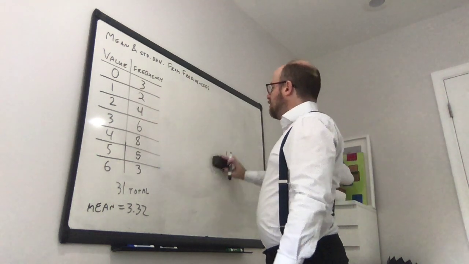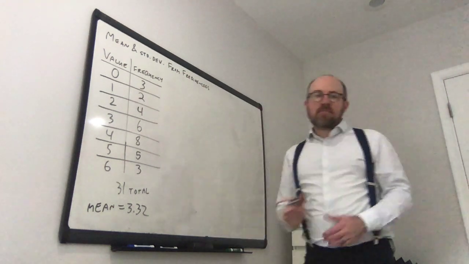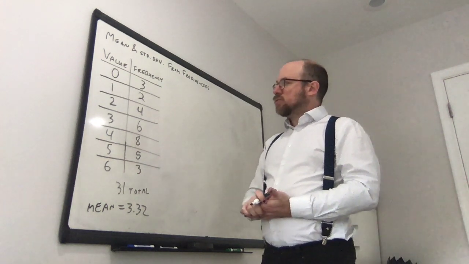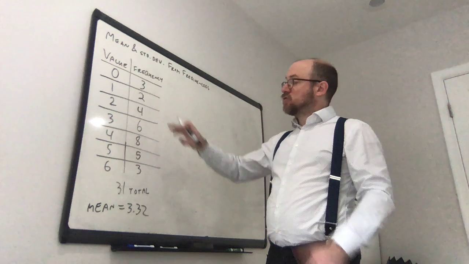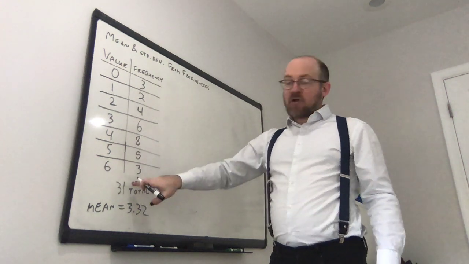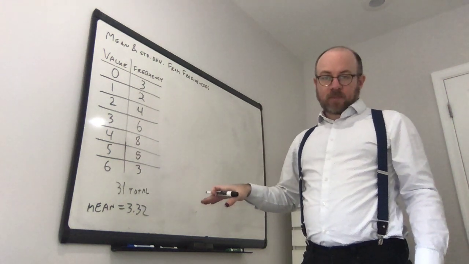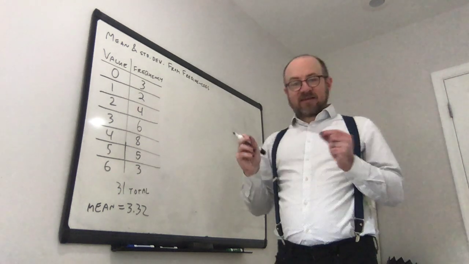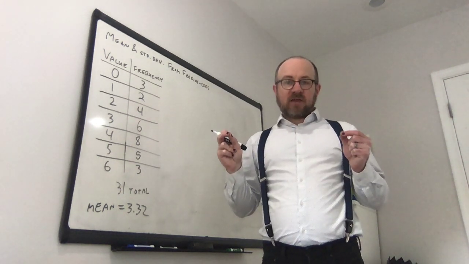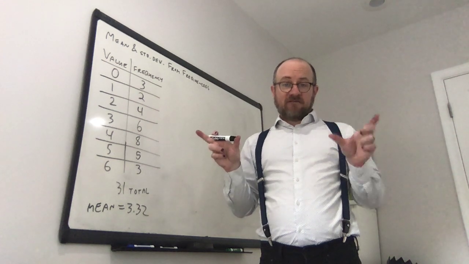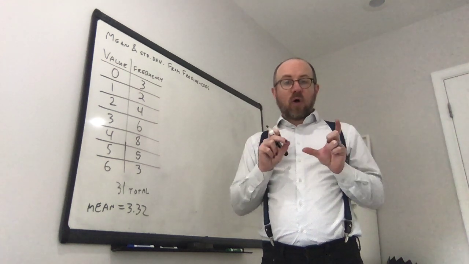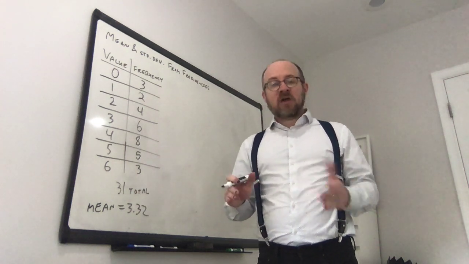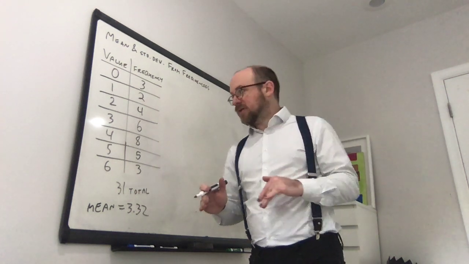Okay? So mean is 3.32. How can we find the median? So the median is the middle value. And so what you can do, one way to do it, is just straight from the frequencies. So if there are 31 total, right? The median is going to be the 16th value, right? Because there's going to be 15 before, 15 after, and then that 1 in the center, right? 31 divided by 2 is 15 and a half. So the 16th value is the middle one.